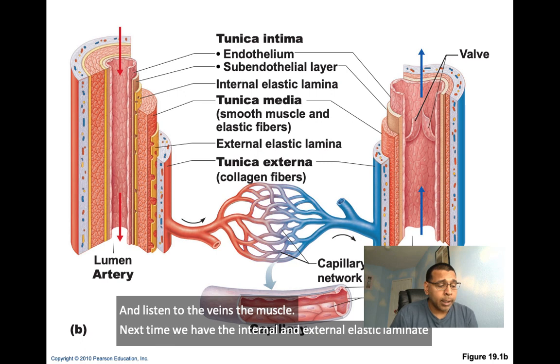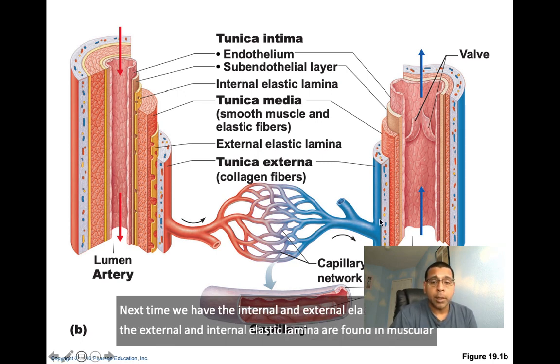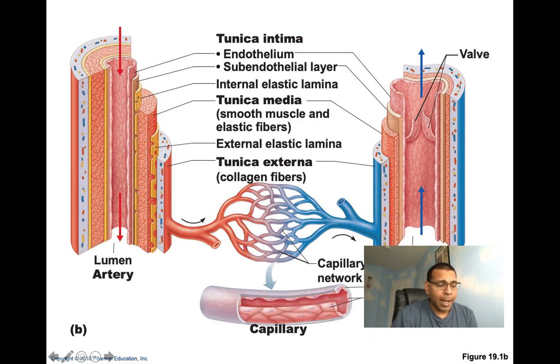Next, then we have the internal and external elastic laminae. The external and the internal elastic laminae are found in muscular arteries only. They're going to be thin layers of subendothelial connective tissue interlaced with a number of circularly arranged elastic bands. They're found on each side of the tunica media, and they have a Swiss cheese-like appearance.